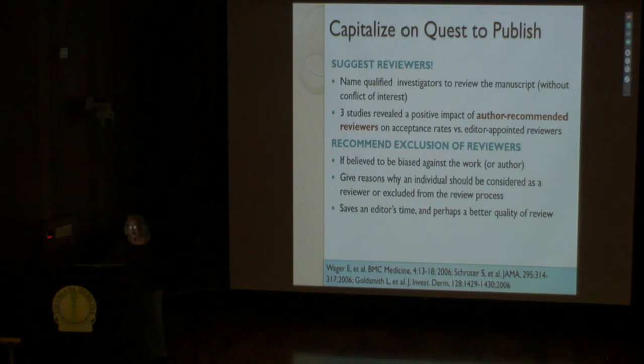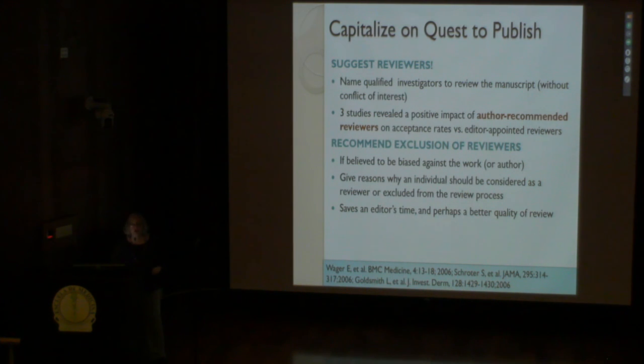The other thing is to capitalize on the quest to publish. If you really want to help the editor who's struggling, who's really busy, just as Maria stated, suggest a reviewer. Get someone qualified. You know your field. You should know your field actually better than the editor. So suggest those qualified investigators to review it. Make sure they don't have any conflict of interest. And then 3 independent studies cited below revealed that author-recommended reviewers actually increase the acceptance rate more than editor-appointed ones, okay? So you want to make sure that you get a friendly reviewer who's very well qualified in their field to help you out with that.